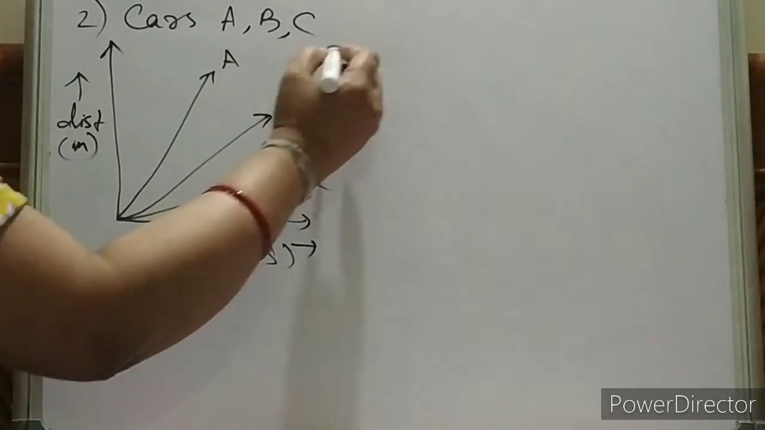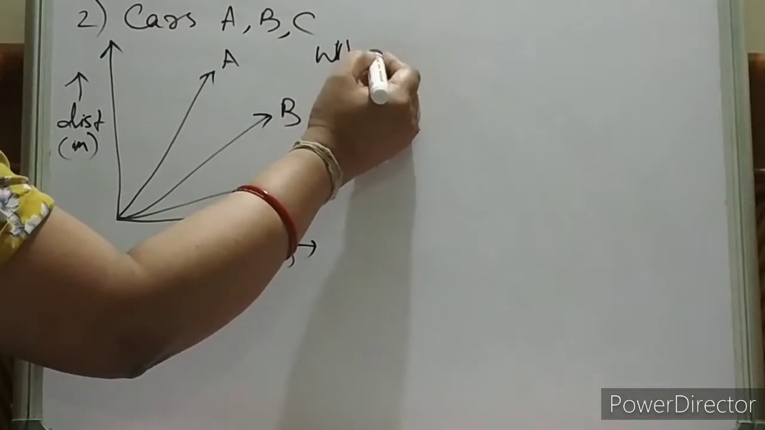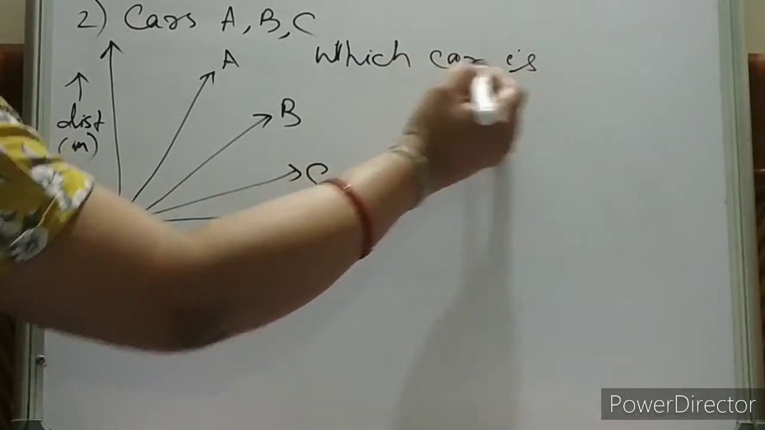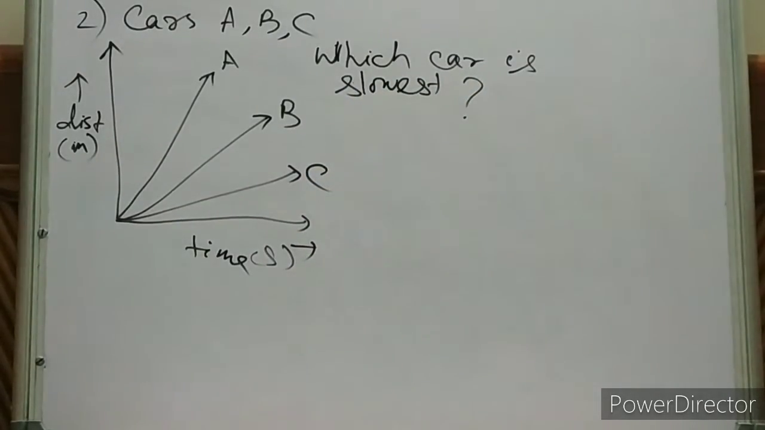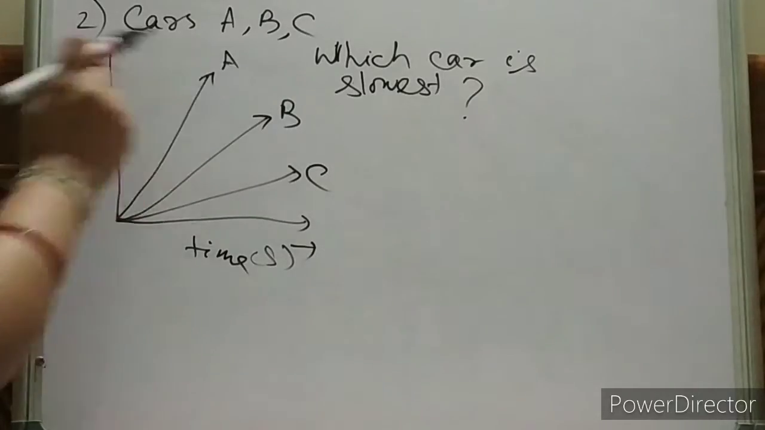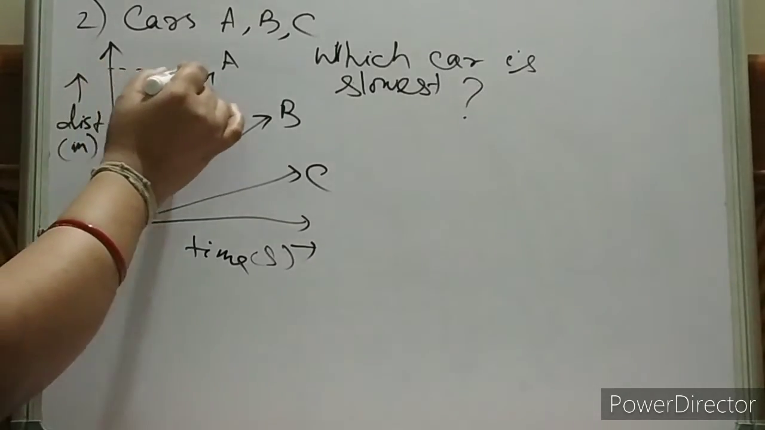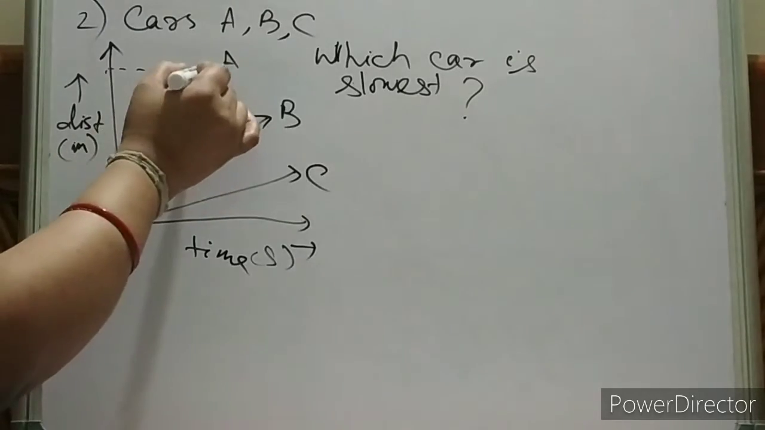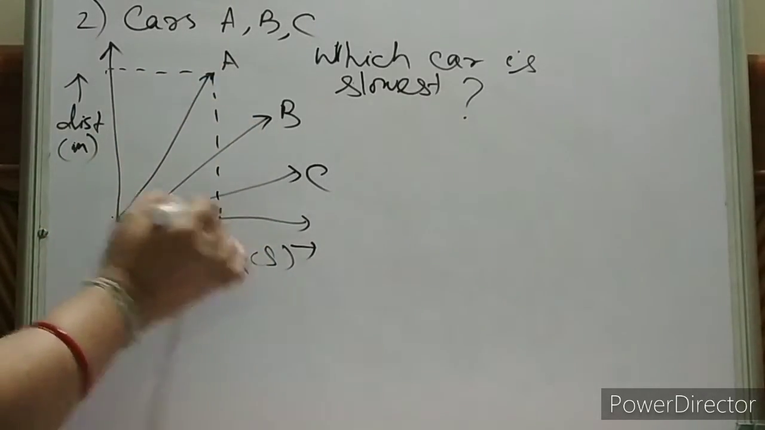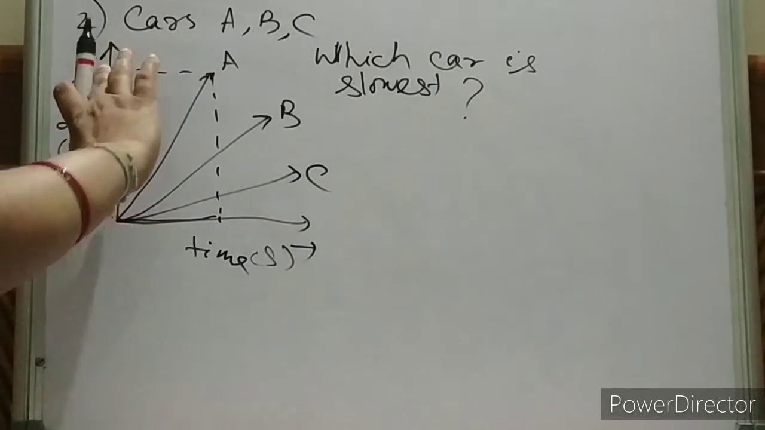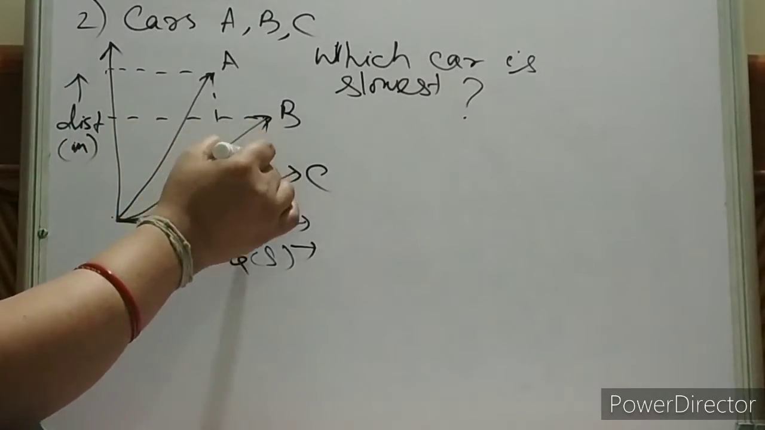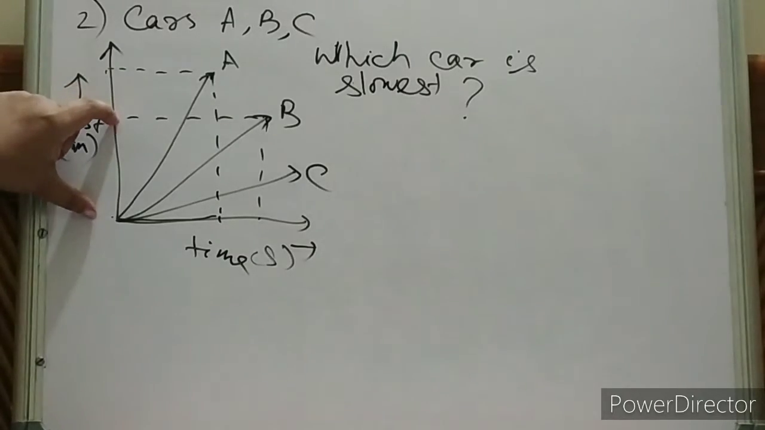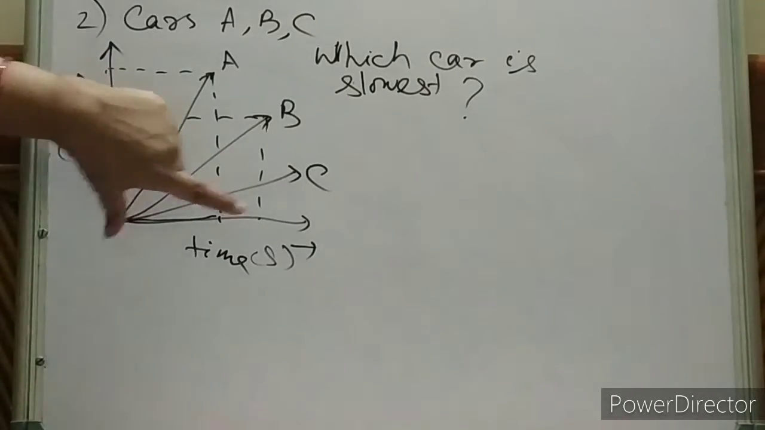Second question. 3 cars A, B, C are moving on a straight road. Their distance versus time graph is given. This is your distance and this is your time. Time in second, distance in meter. So their graph is given for A, B, C. What you have to find out? Which car is slowest? Tell me children. Very easy. How to find out? See, for car A, what is the distance travelled?